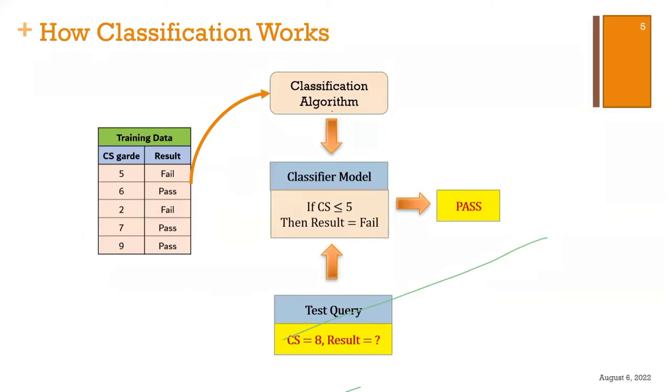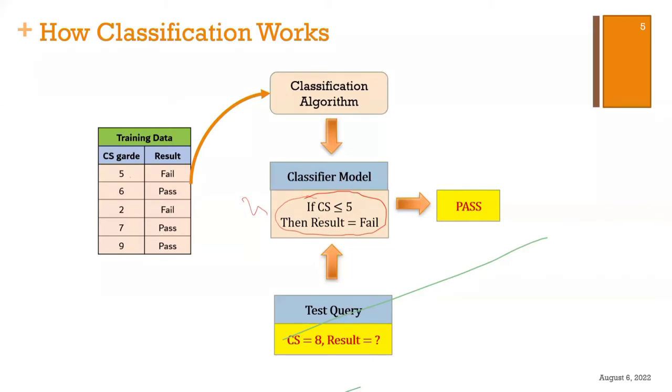How classification works, let's pay attention to this. You have your classification algorithm. You have the training data given to you. This is a CS grade. This is the result, so you want to predict the result. This is the label. So you try to develop a classification model. When you train it, this is the hypothesis function generated now. This is the rule. I told you a hypothesis function could be a rule.